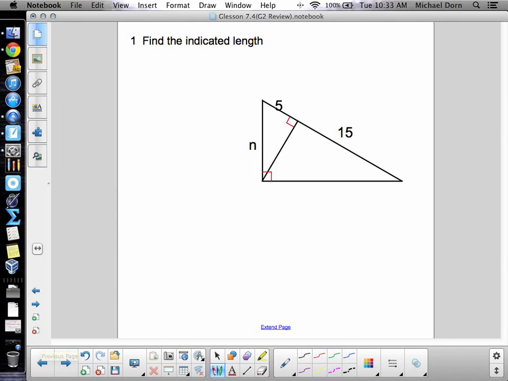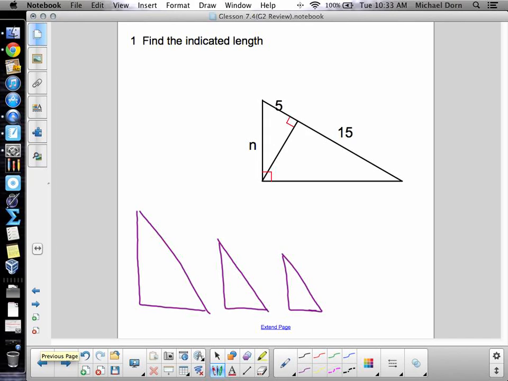So what do we learn to do here? We learn to set this up by setting up 3 triangles. The big outer triangle, the middle triangle, and the little triangle. Okay? And we look at short leg, long leg, hypotenuse in each of those. So in the big outer triangle, the short leg is n. The long leg is unknown. The hypotenuse is 20.